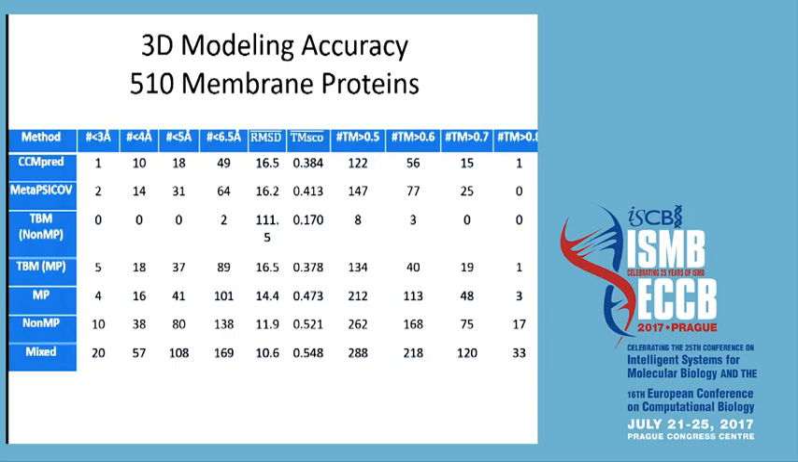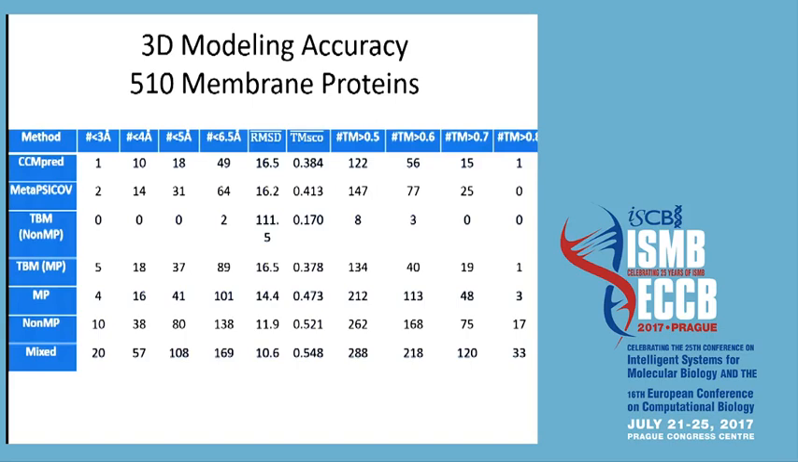So this is the average TM score. And then we can also look at the average RMSD. You can see that when we use only non-membrane proteins to train our model, the RMSD is pretty close to the RMSD of the model trained by both non-membrane proteins and membrane proteins.